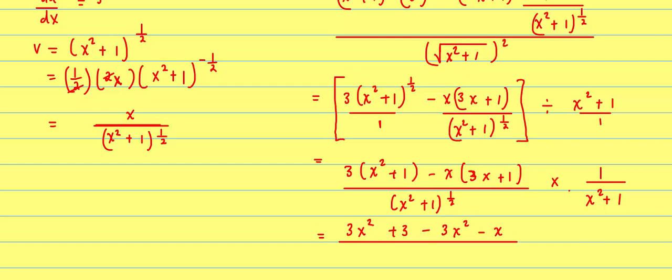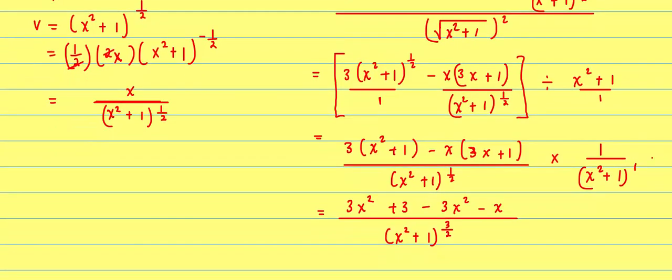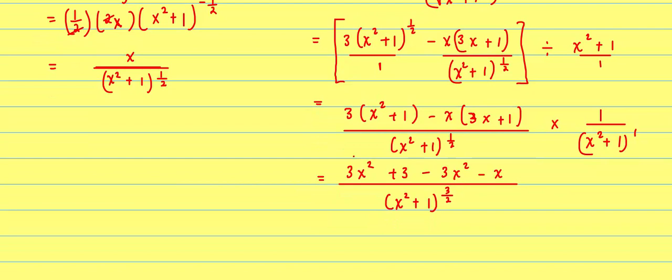And this one here, if the bases are the same, we maintain the base, so we'll have x squared plus 1, and then we add the powers, so 1 over 2 plus 1 is going to give me 3 over 2. Alright, and then the final result is going to be found by grouping like terms in the numerator. 3x squared minus 3x squared, so these two are going to cancel out, and then we'll have 3 minus x all over x squared plus 1 to the power of 3 over 2 as my dy by dx.